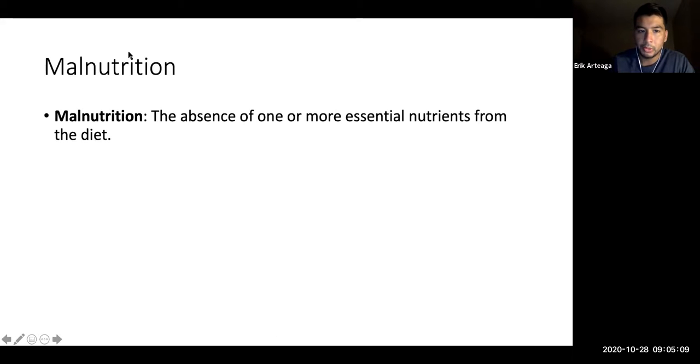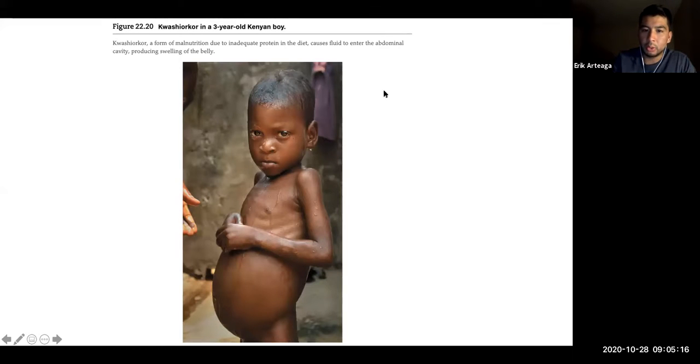Okay. So malnutrition. So malnutrition is the absence of one or more essential nutrients from the diet. So you see this in third world countries. So a form of malnutrition due to inadequate protein in diet causes fluid to enter the abdominal cavity, producing swelling of the belly. Kwashiorkor. So this is again the lack of certain essential foods, certain essential vitamins in the diet.